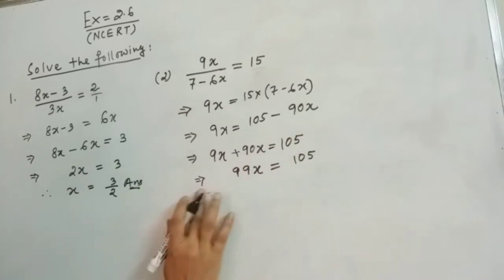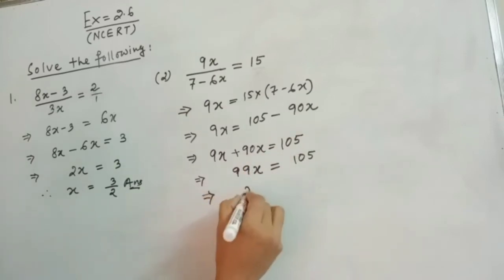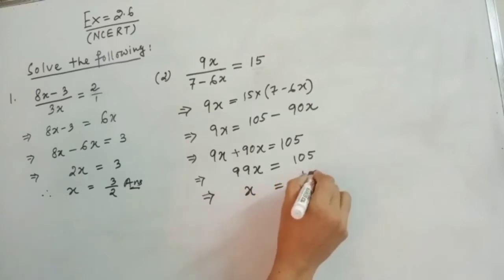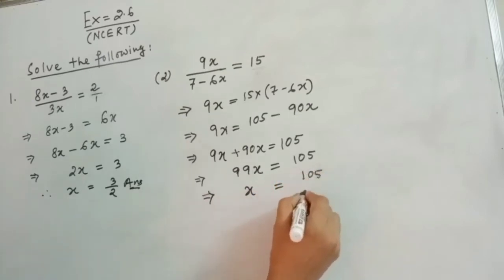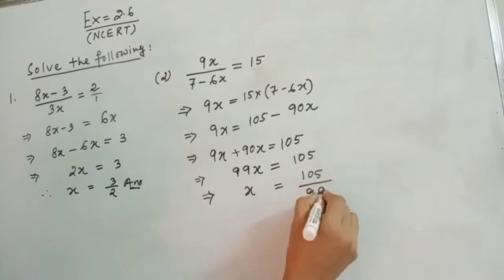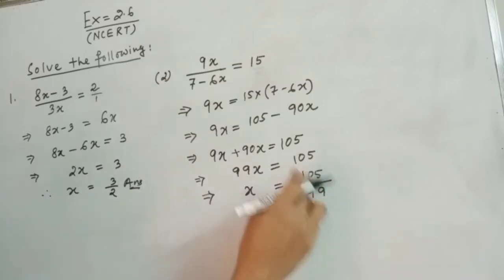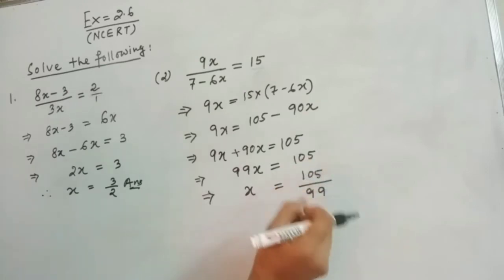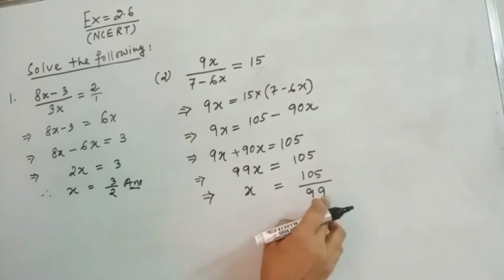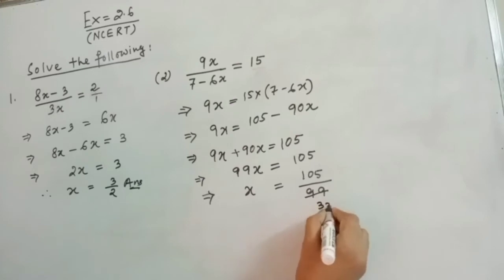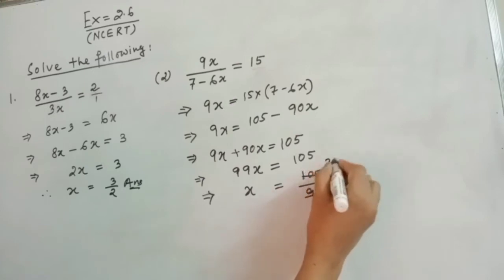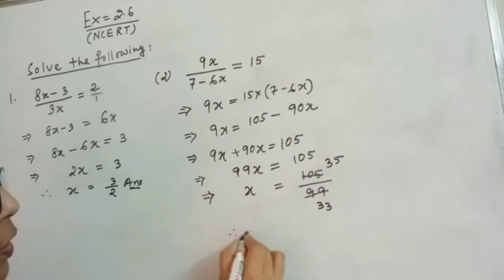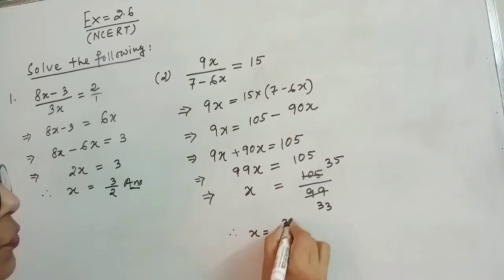Therefore x is equal to 105/99. Now you can cancel both the numbers by 3, because think about the divisibility rule. 1 plus 5, 6, you can divide it by 3. 99 obviously you can divide it by 3. So 99 divided by 3, 33. It is 3 3s are 9, 3 5s are 15. Therefore x is equal to 35/33.